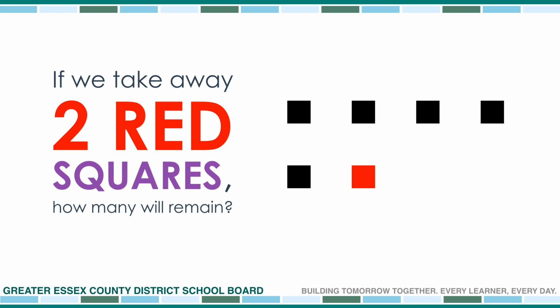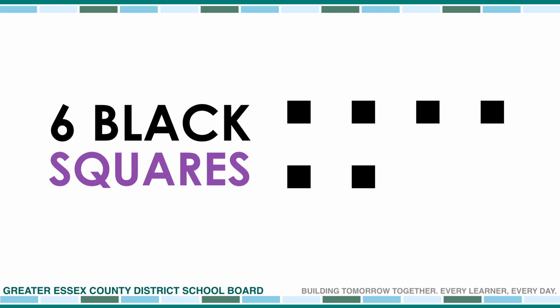And I need another red, so I'm going to use the zero principle a second time, and we can now remove those 2 red from the screen. So how many will remain? Well, it looks to me like we're going to have 6 black squares that remain. Pretty cool. Let's do one more here.